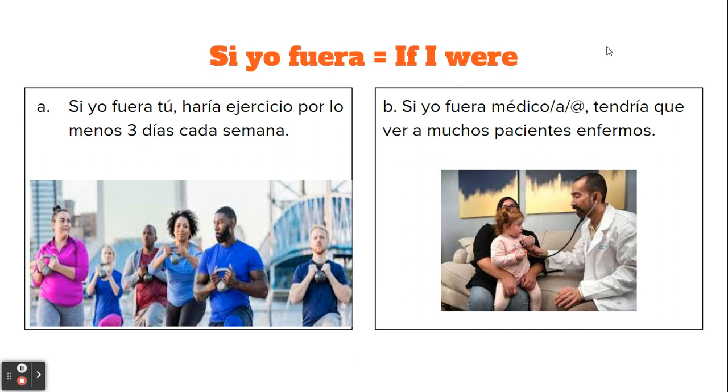So the first example is si yo fuera tú, haría ejercicio por lo menos 3 días cada semana. That translates to if I were you, I would do exercise at least 3 days each week. El segundo ejemplo, si yo fuera médico o médica, tendría que ver a muchos pacientes enfermos. If I were a doctor, I would have to see a lot of sick patients.